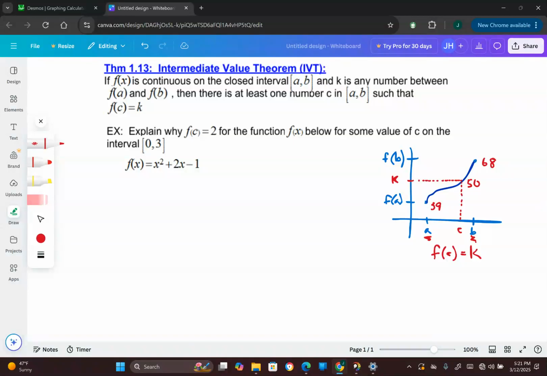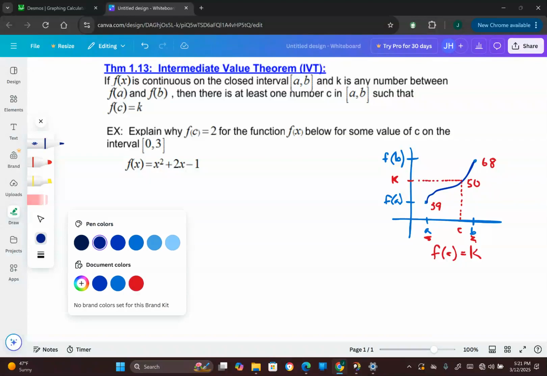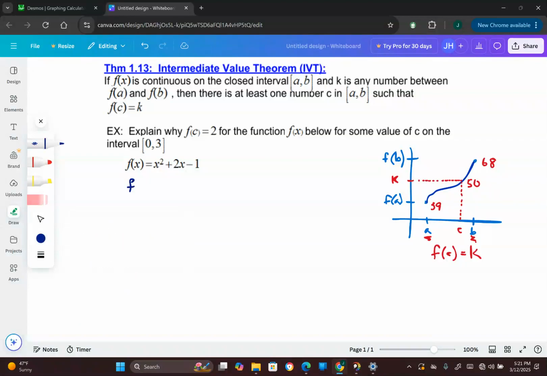So if you have a problem that involves the intermediate value theorem, this would be a typical question. Explain why f of c has to equal 2 for this function f of x equals x squared plus 2x minus 1, for some value of c from 0 to 3. Now, here are the things that you would have to write down on a problem like this. First of all, this is a polynomial function, so you have to mention that f of x is continuous on that closed interval from 0 to 3. In fact, polynomials are continuous everywhere.